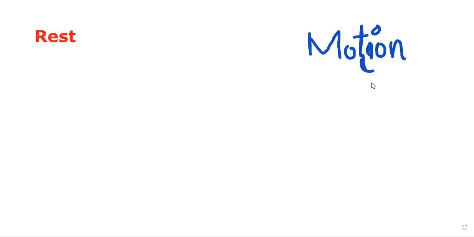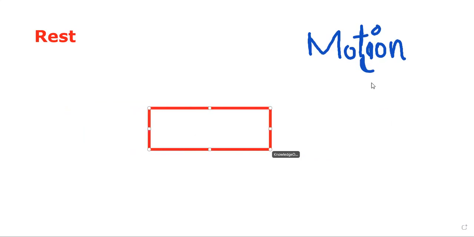What is rest and what is motion? Suppose you have an object like this. It has two possibilities: either it is in state of rest or in state of motion. Suppose the object is in this state, it is in state of motion, and if it is something like this, we would call it that the object is in state of rest.